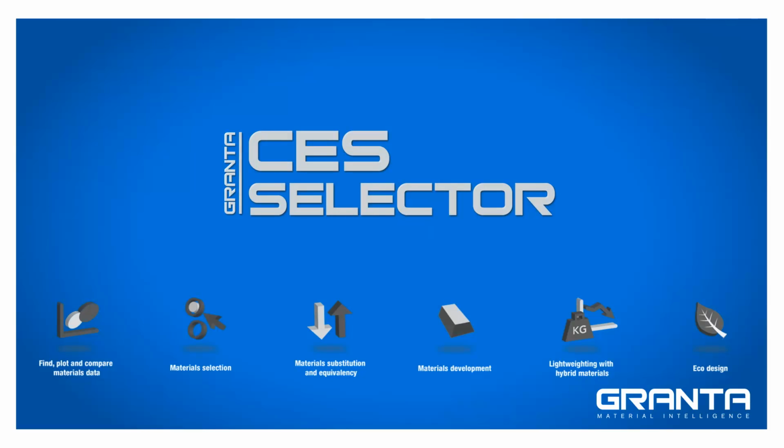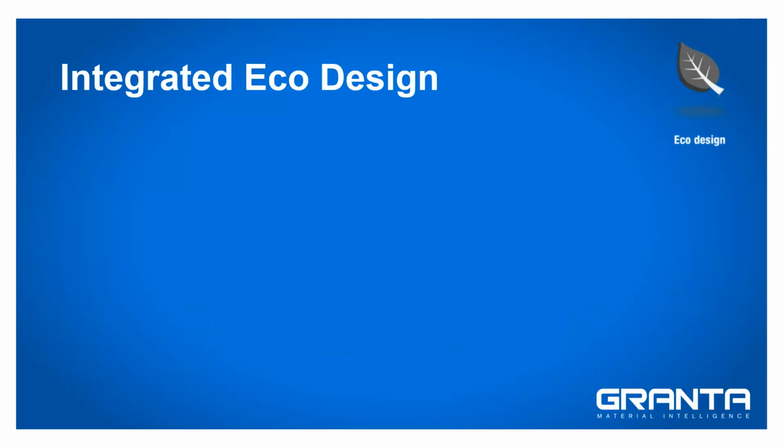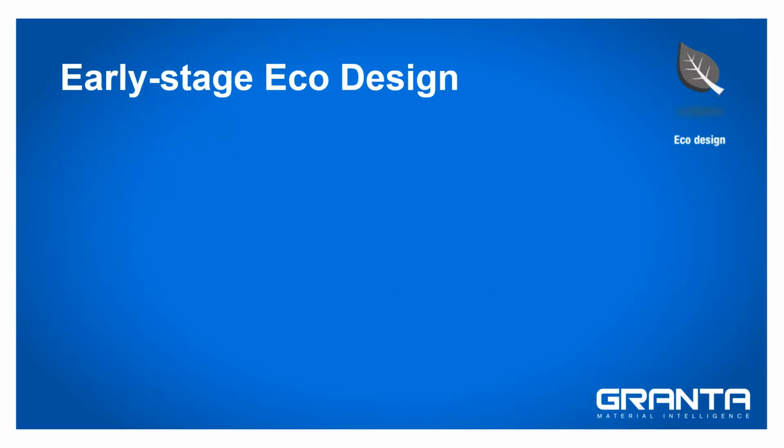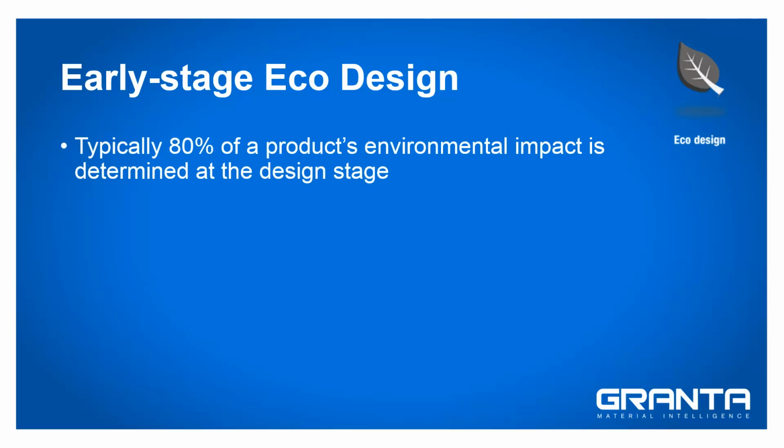CES Selector integrates environmental and engineering data, powerful material selection and substitution capabilities, and Granta's eco-audit methodology. This enables engineers to consider the environmental impact of products and explore what-if scenarios in the early stages of design. As a general rule, 80% of a product's environmental impact is determined at the design stage.